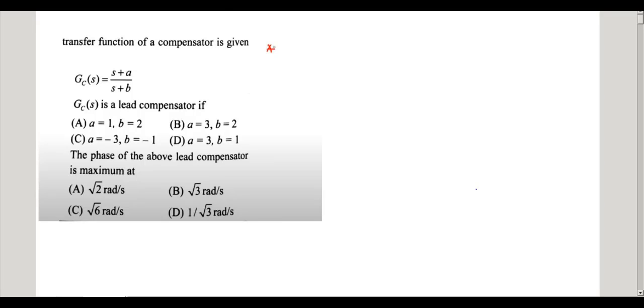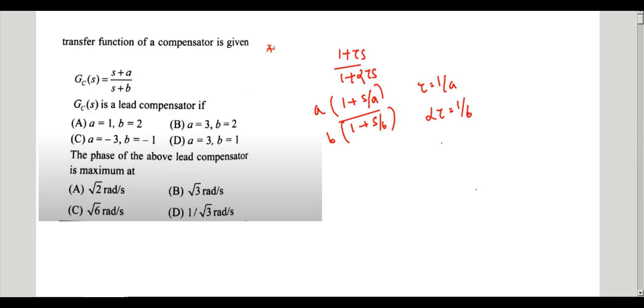The transfer function of a compensator is given. If it is a lead compensator, what is the value of a and b? Okay, so what I said is that the standard form is (1 plus tau s) by (1 plus alpha tau s). Write it in that form: (1 plus s by a) divided by (1 plus s by b). You have a in this common and b in this common. So tau is 1 by a, alpha tau is 1 by b. You can see alpha times 1 by a equals 1 by b, alpha equals a by b. It should be a lead compensator, a by b less than 1, a less than b. So a is 1, b is 2, it is the correct answer.